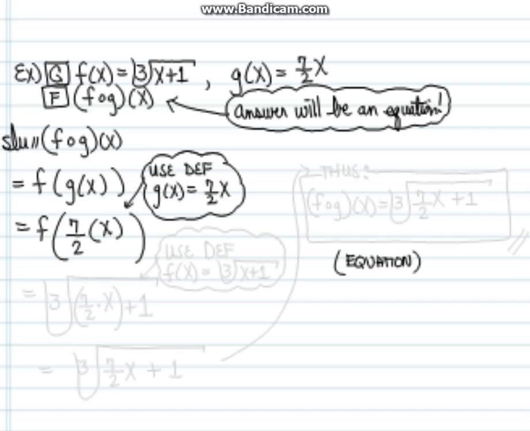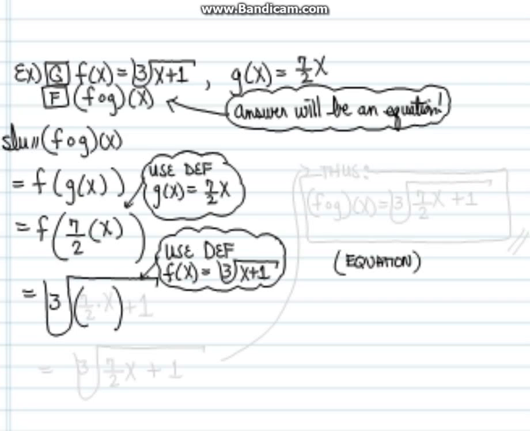So let's remember what the definition of the f function is. F of x equals the cube root of x plus 1. But we're going to take the x out and leave the parenthesis. It's not going inside the parenthesis. It's going to replace the whole expression, f of 7/2 x. Take that out completely. Put the definition of f, but leave the x out, and instead put a big parenthesis.